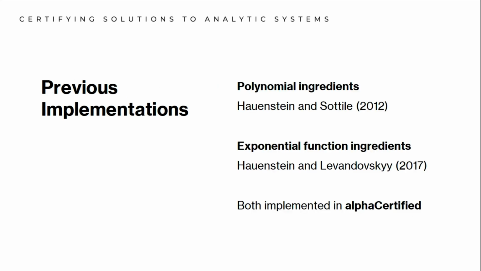Okay, so let's look at some previous works about this one. When we have polynomial ingredients, then our capital F is just a polynomial system, and the algorithm for this kind of certification was implemented by Jon Hauenstein and Frank Sottile in 2012. When we have an exponential function, for example a trigonometric function or a hyperbolic function, then the algorithm for certification was implemented by Jon Hauenstein and Victor Levandovskyy in 2017. They are both implemented in alphaCertified, so they used alpha theory to certify that.